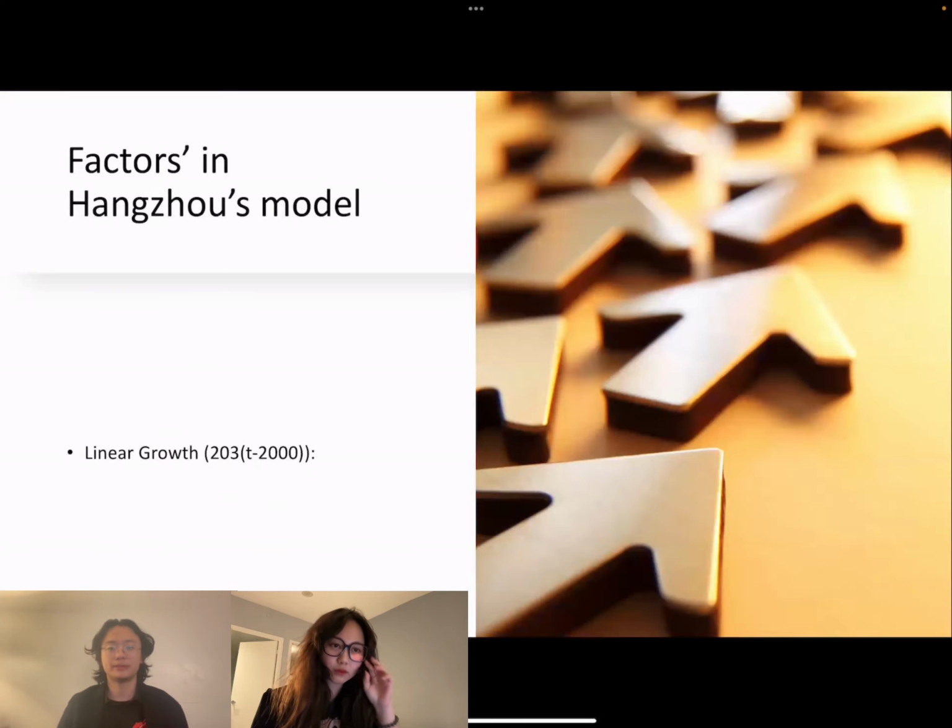Another factor in Hangzhou's model is linear growth. Despite a straightforward linear increase in population over time, considering the constant growth rate, which is 203 units per year, starting from the year 2000.